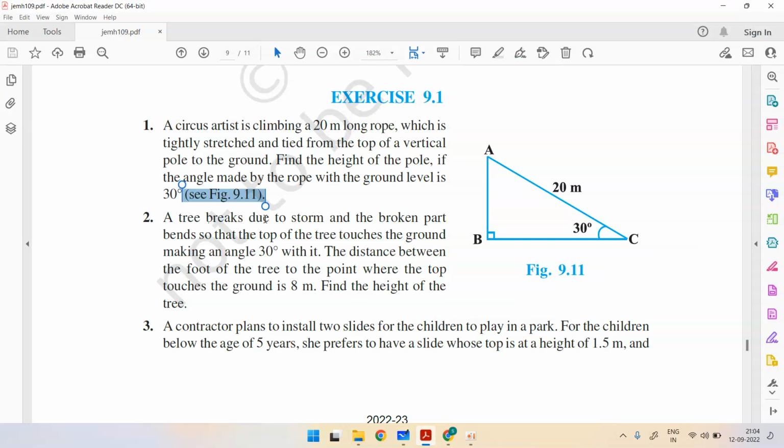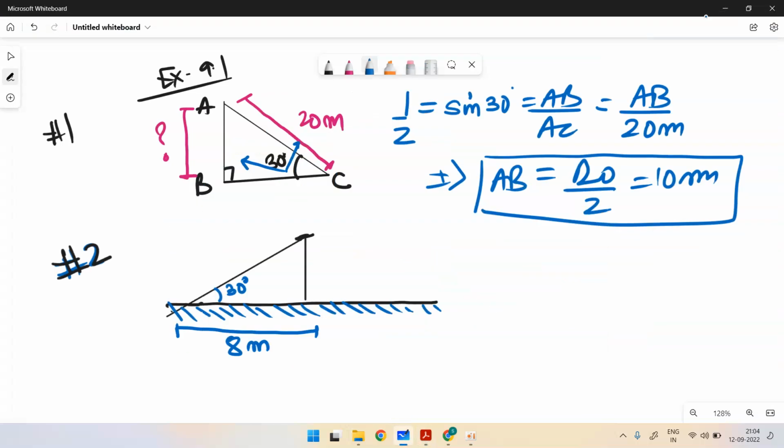The tree breaks due to the storm and the broken part bends so that the top of the tree touches the ground, making an angle of 30 degrees with the ground. Now I will rename it: this is my A, this is my B, this is my C. This angle is 90 degrees. What I need to find is the length of the tree. What is the length of the tree? The length is this plus this, that is, AB plus AC.